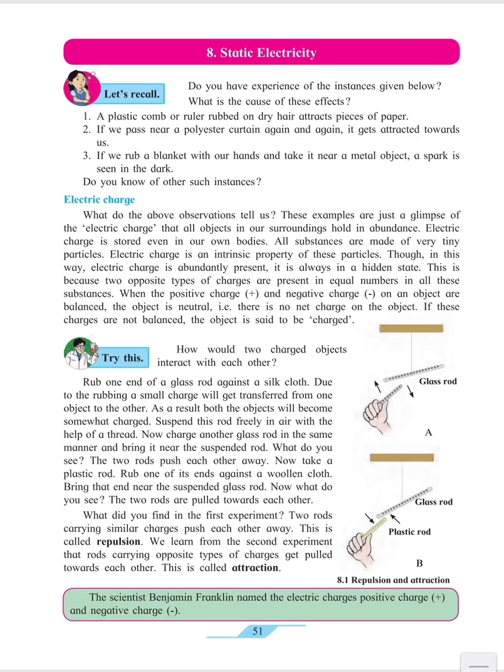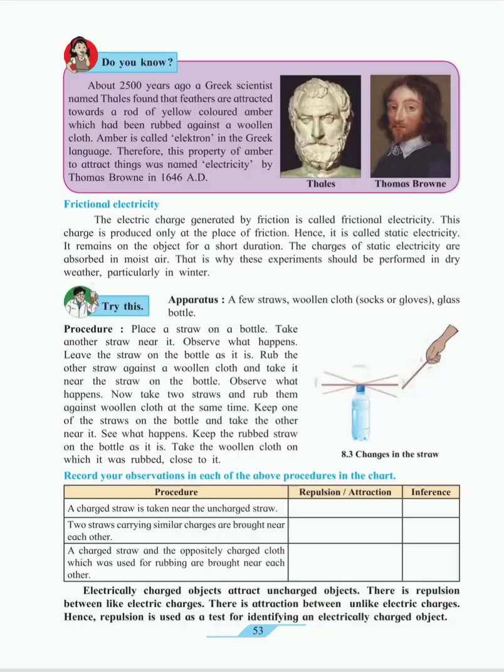We discuss an experiment on frictional electricity on textbook page number 53. There's an experiment with a bottle placed upright and we have two straws, one straw in our hand and another straw on the bottle. So there are two straws and one woolen cloth we have.